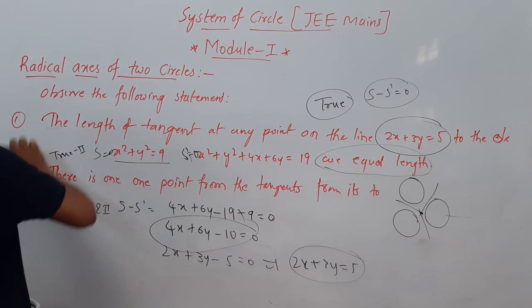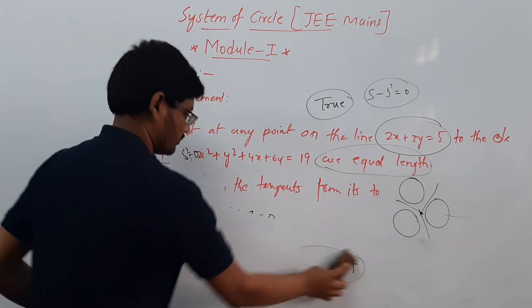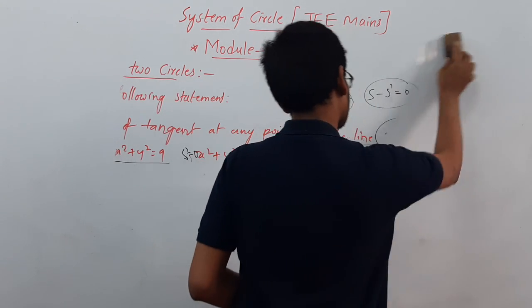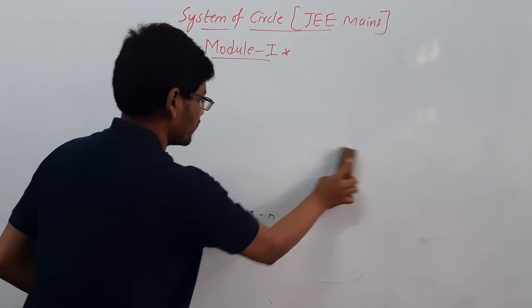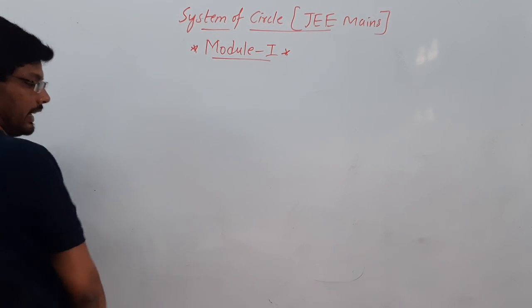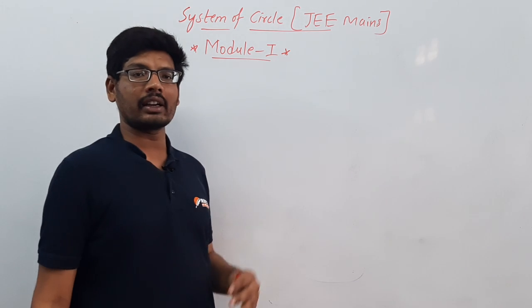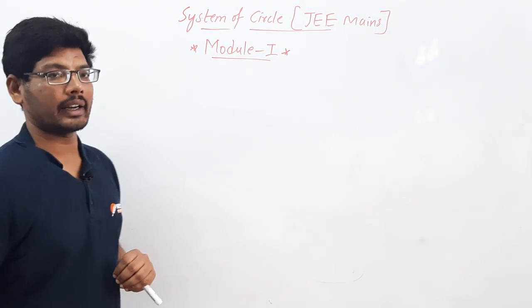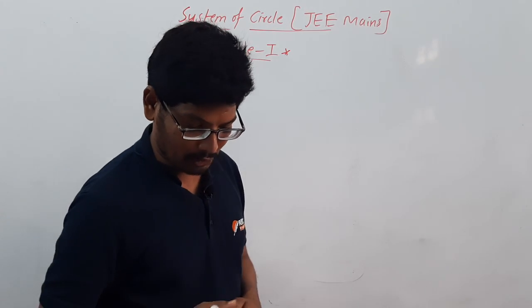And the next question is the next topic. These types are called statement and conclusion. The options are like: statement 1 is correct, statement 2 is correct, both statements correct, either one is correct, neither is correct. This is about the options.